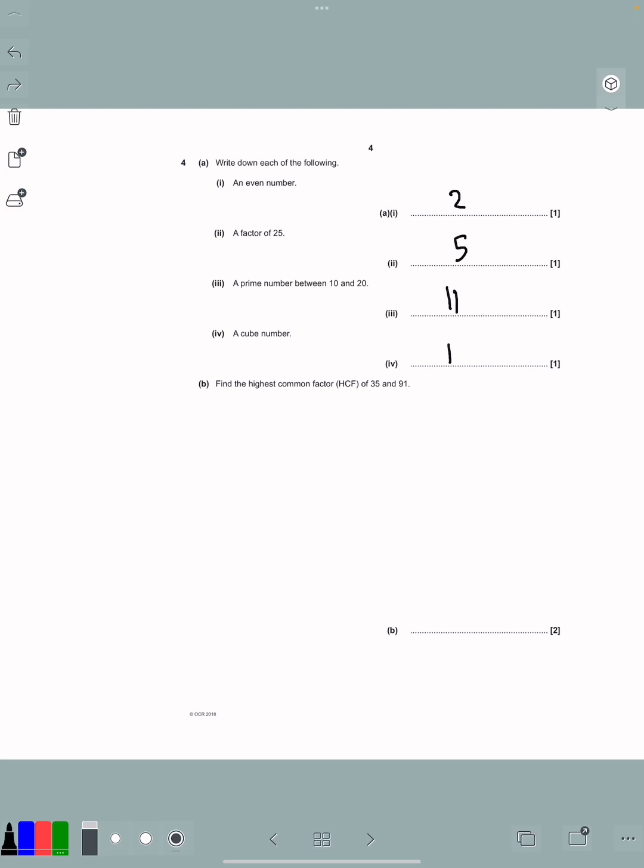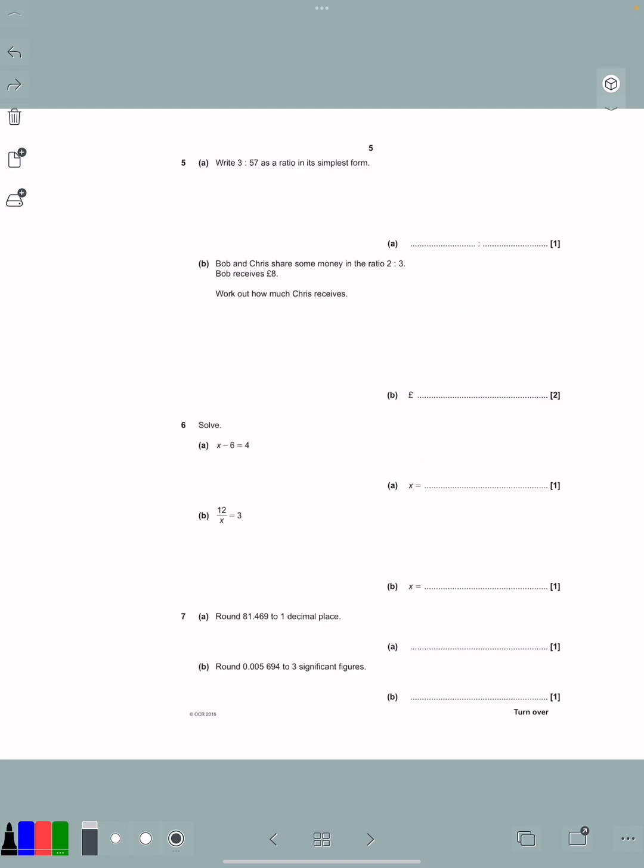HCF, highest common factor, would be 7. 35 over 7 is 5. 91 over 7 is 13. So 7 goes into both of them. Write 3 to 57 as a ratio in its simplest form. Divide both by 3. That would be 1 to 19.